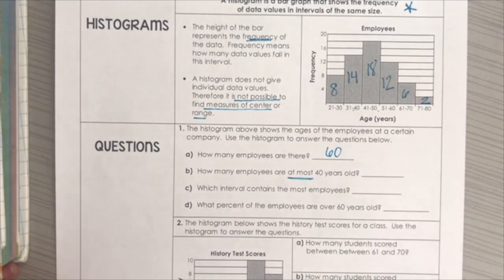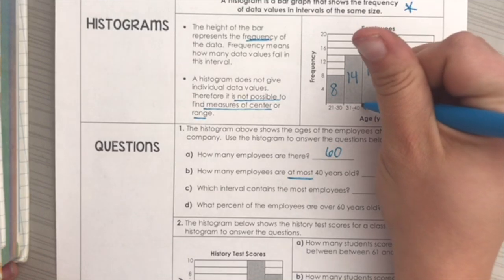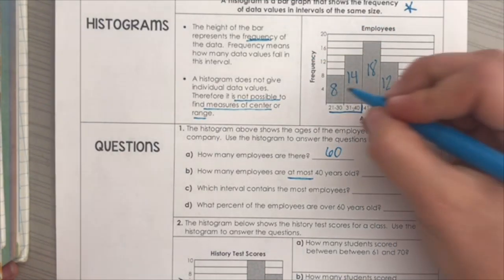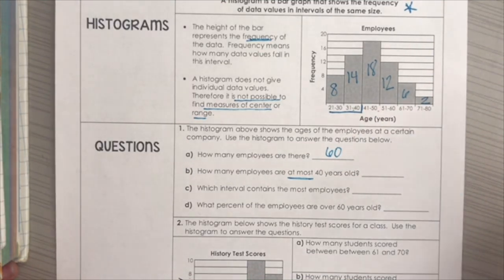So at most, that means we can have no more than 40. So we're going to be looking at these first 2 intervals. So 8 plus 14 is going to give us 22 people.